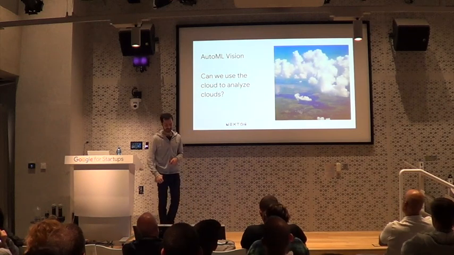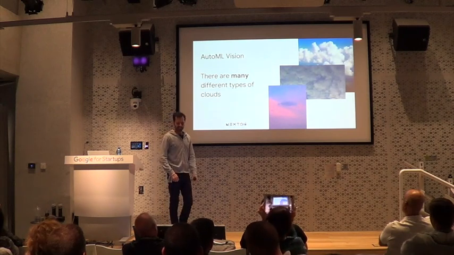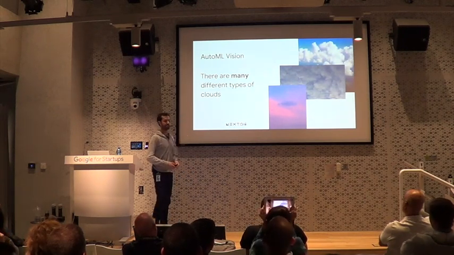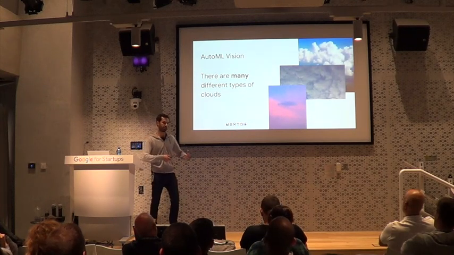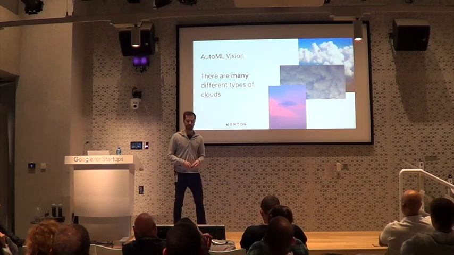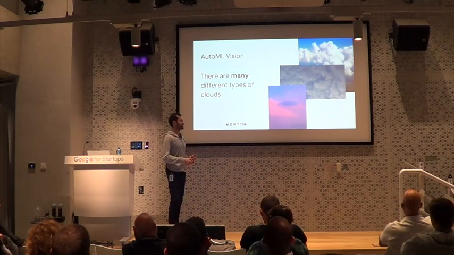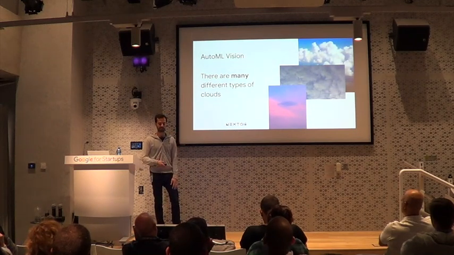That's a topology. The challenge is there are many different types of clouds, and depending on the type of cloud, if it's low lying, it's going to be fog. If it's those big cumulus clouds, maybe it's going to indicate rain, and so on. But how do we identify them in an easy and accurate way that doesn't require a human to examine some data?